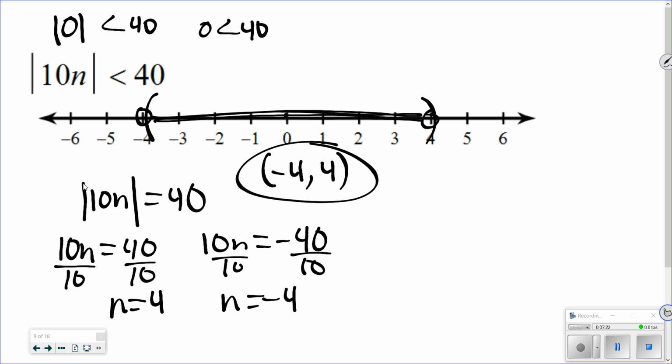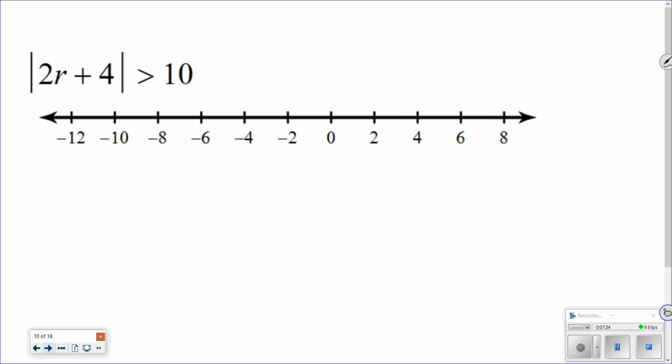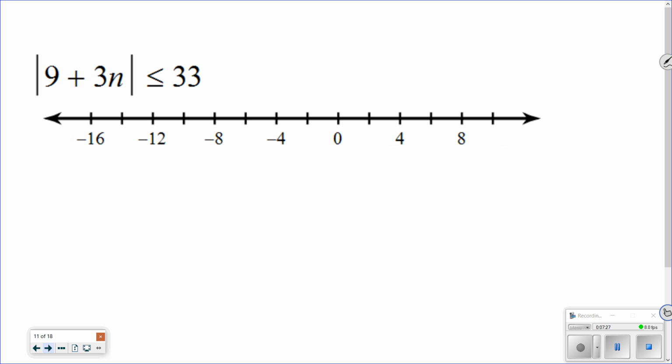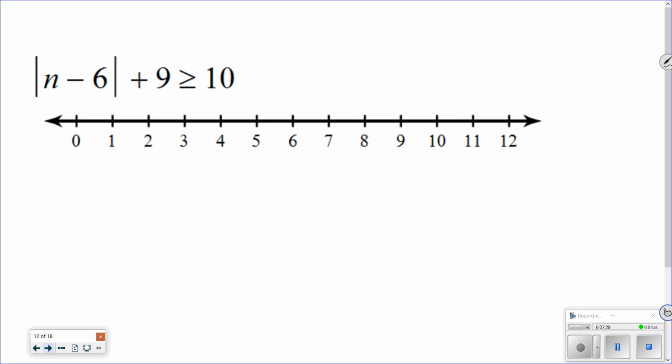Let's try one that's a little more complicated. I'm going to skip past that one. Well, let's do this one right here. The absolute value of n minus 6 plus 9 is greater than or equal to 10. So again, always start out by writing it as an equation. The absolute value of n minus 6 plus 9 equals 10.